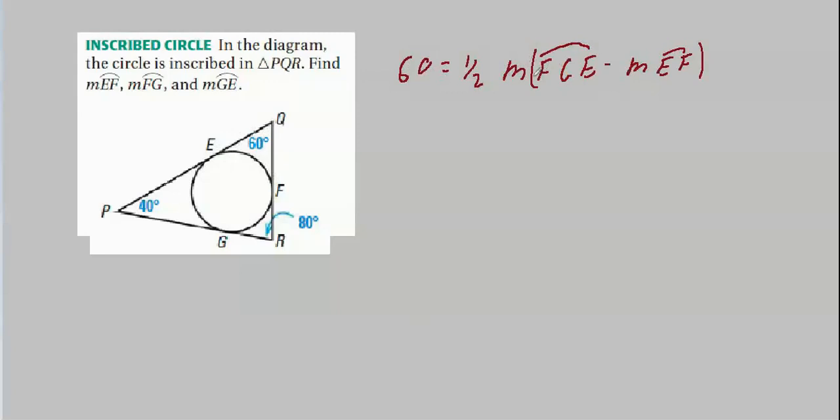Oops, the M is supposed to be outside the parentheses, pardon me. That's a little better. Now we've got the large arc, FGE, minus the small arc, EF. Well, we have one problem here. We've got two unknowns and one equation.